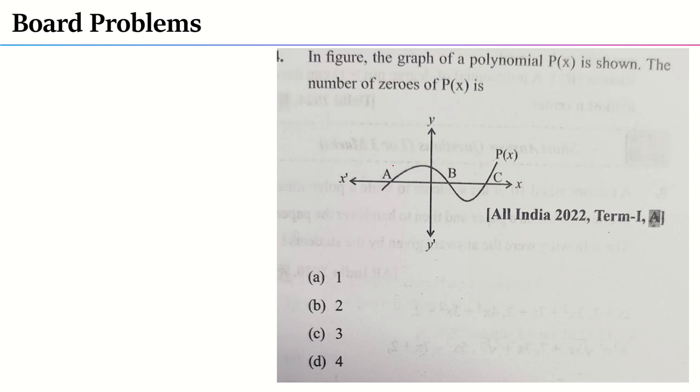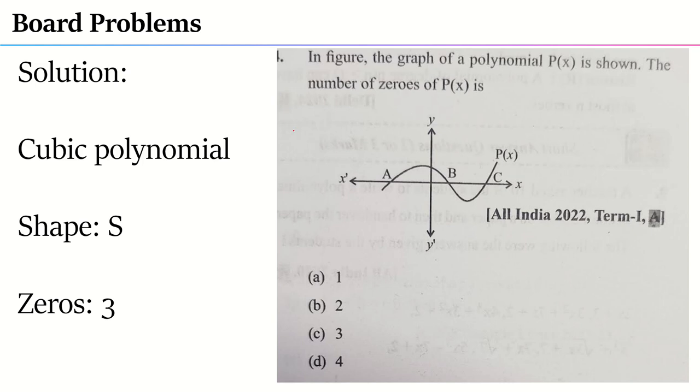And this is another board problem. They are given a polynomial and they are asking for the number of zeros. The solution is very straightforward. The number of zeros is 3. It cuts at 3 points: 1, 2, 3, and the shape is an S, so it's a cubic polynomial.